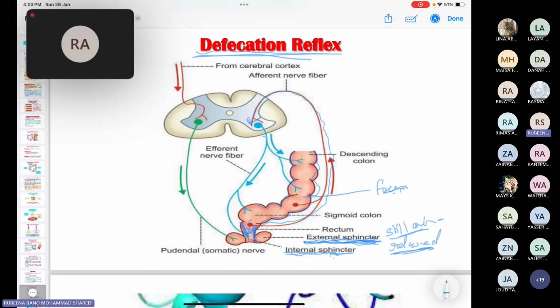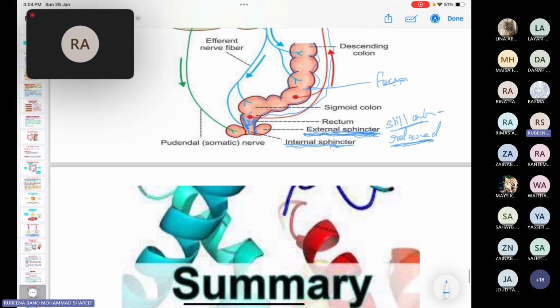So in simple language, for defecation, 3 factors are required: contraction of your rectum, and relaxation of the external anal sphincter as well as the internal anal sphincter. Then and only then can you defecate, right? And this external anal sphincter is under your control. Depending on the favorable condition, you can hold the defecation process, right? So this is about the defecation reflex.